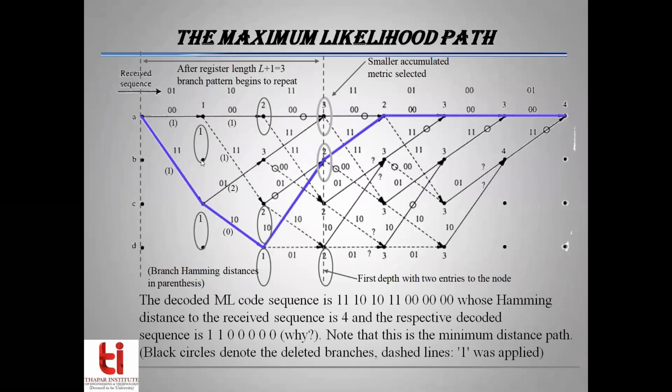Now we can see here black circles. Those circles correspond to the nodes to which some branch was joining. This branch was deleted because the corresponding Hamming distance was high.